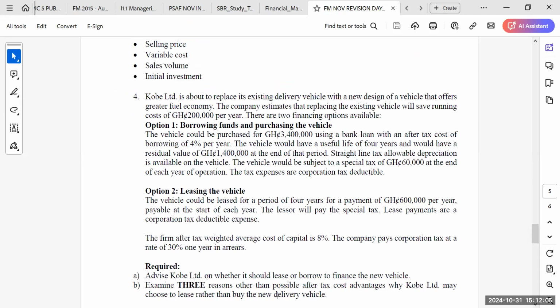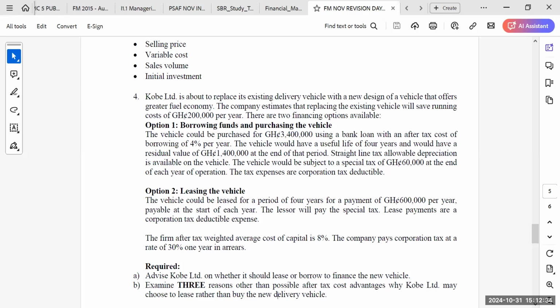The lessor. So the lessor will pay the what? The special tax. So it means that the system should not come there. Okay, the system will not come there. So the lessor will pay that particular one. So it means that we are not going to be paying any expense under this one, isn't it? The entity will not incur any other expense apart from the lease payment, isn't it?